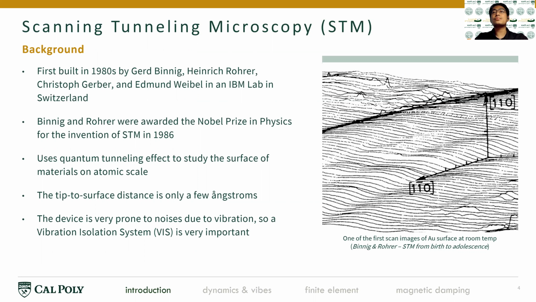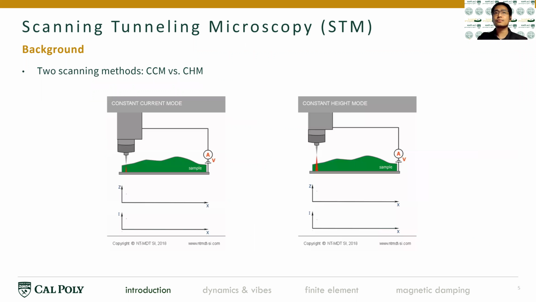The STM operates on the quantum tunneling effect to study the surface of materials on atomic scale. So the tip will scan over the surface of the material, where the distance between the tip and the surface is only a few angstroms to a few nanometers away. As a result, the device is very sensitive to any types of ambient noises and vibrations. So a vibration isolation system, or a VIS, is very important to achieve high resolution of the images.